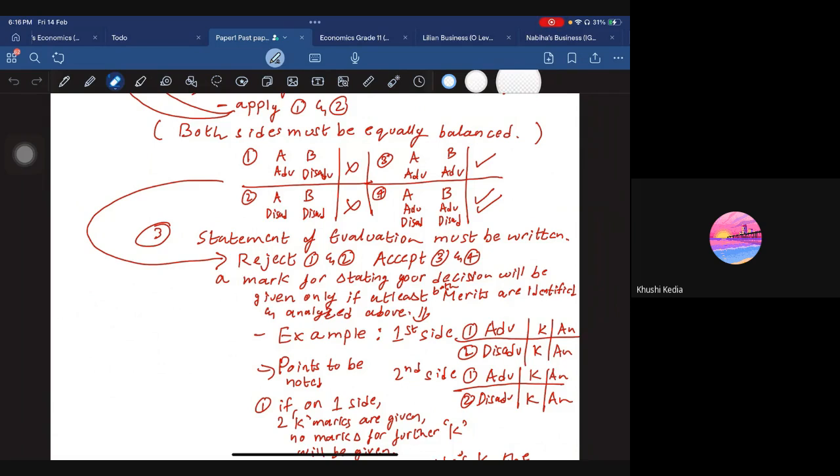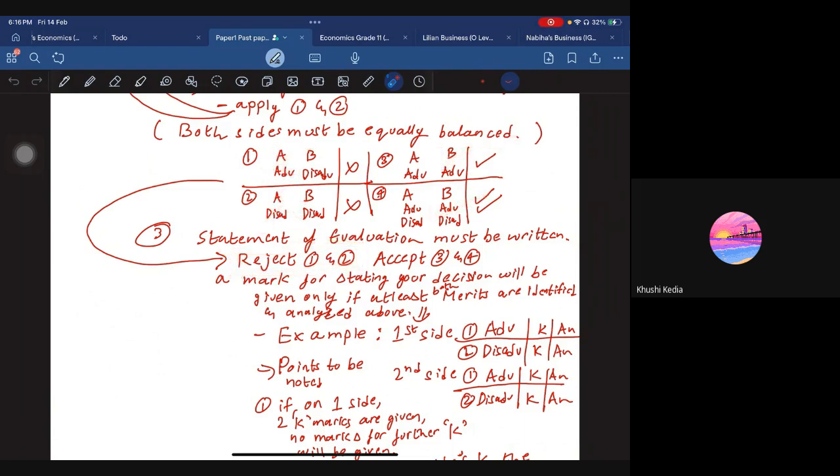Yes, sir. Very good. Excellent. So this is also very important: while writing your evaluation, you can consider such things, but usually you get to choose. Right? Okay. And now moving on, a mark for stating your decision will be given. I said the statement of evaluation must be written. You are going to reject one and two. So the statement of evaluation will be rejected for this and this, but accepted for this and this.